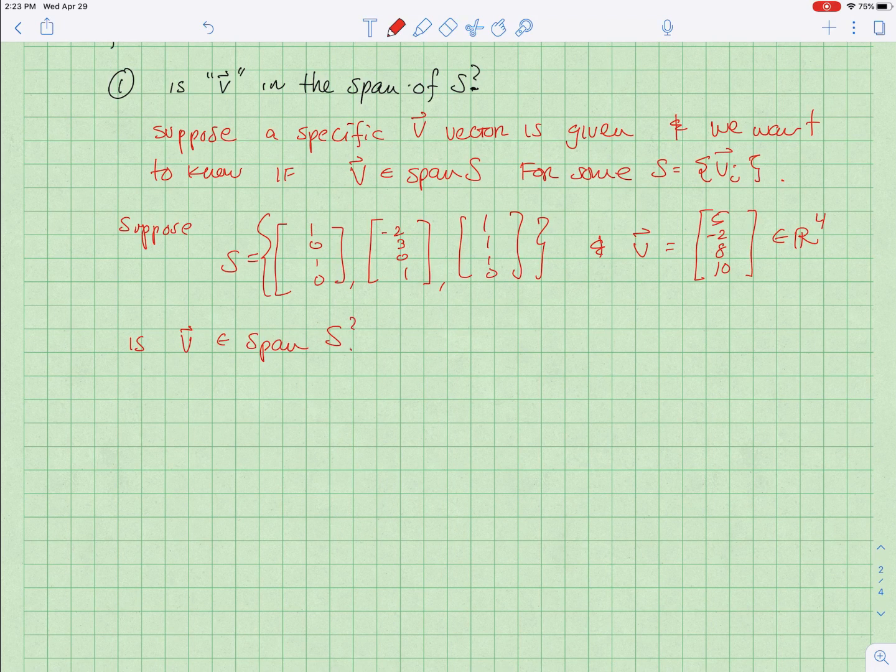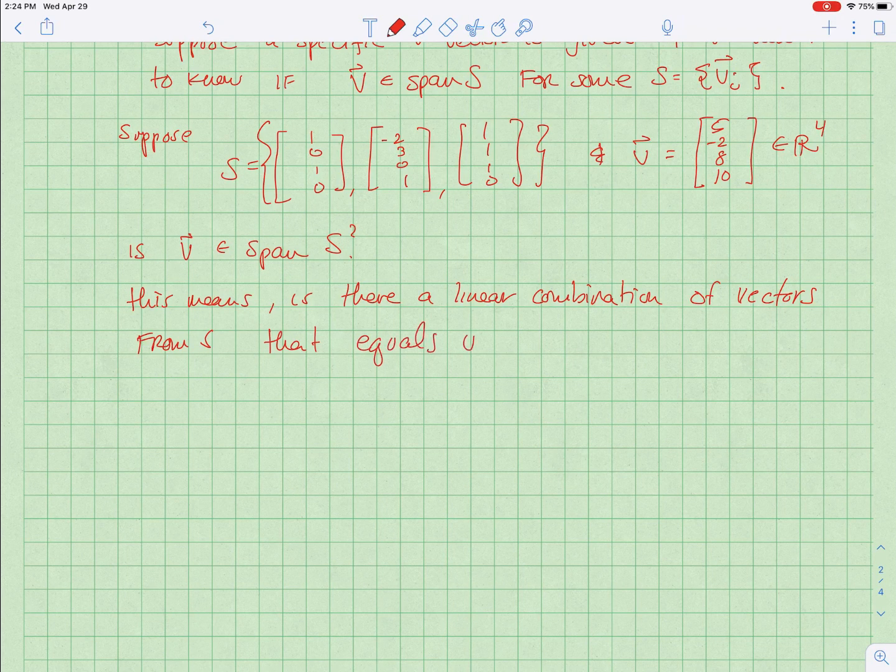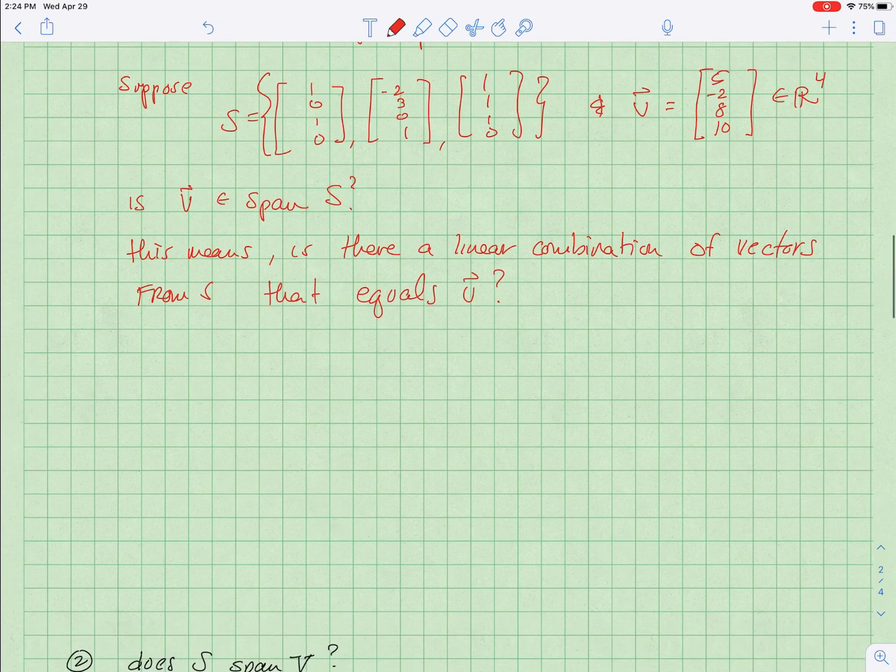That's the question. So what does that mean? Well, it means: is there a linear combination of vectors from S that equals v?